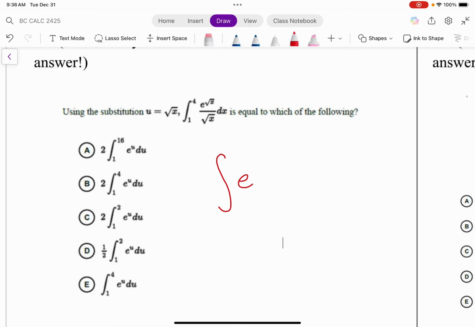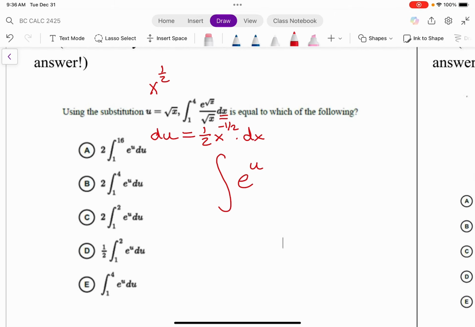I definitely see an e to the u. So in a full substitution, not only do we have a substitution for u, we also want to get rid of the dx. So we need a substitution for dx somehow. And if you look, du would be the derivative of root x, which is x to the 1/2. So that's 1/2 x to the negative 1/2 times dx.